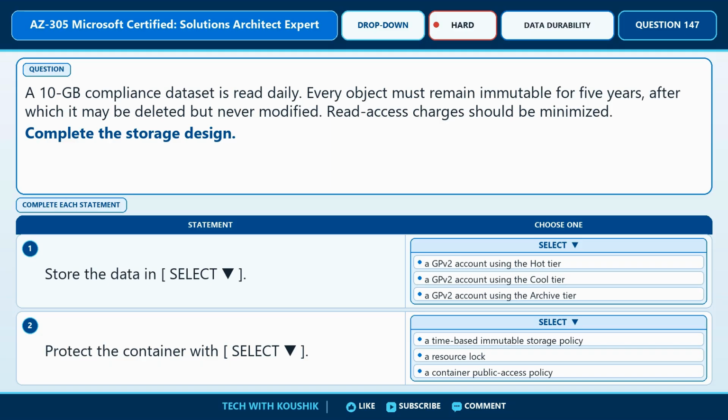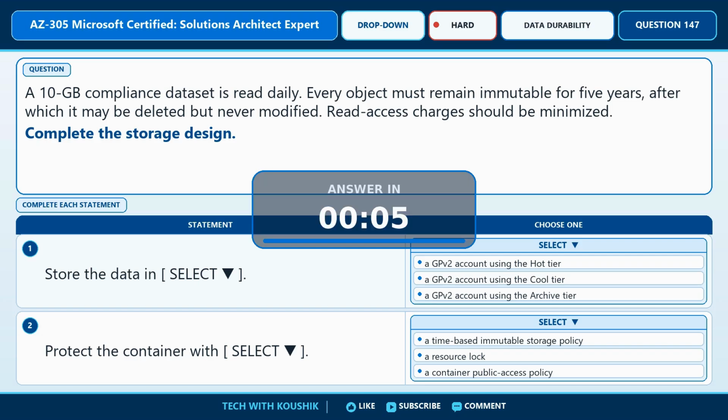Complete the storage design. For the first statement, store the data in the blank. Select from a GPv2 account using the hot tier, a GPv2 account using the cool tier, or a GPv2 account using the archive tier. For the second statement, protect the container with the blank. Select from a time-based immutable storage policy, a resource lock, or a container public access policy.